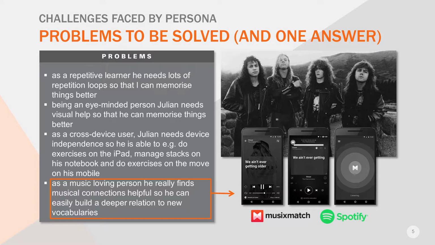Particularly interesting for us is a special characteristic of our persona. Julian is music-loving, a passion he shares with many other people out there. And because we're not only designers when we start to conceptualize a new application, we have to think as marketers as well. And we need to search for unique solutions that have not been presented by somebody else before. We need to find a unique selling proposition, a USP, that enables us to differentiate from all the other vocabulary apps out there. So we decided to go for that music-loving characteristic and started playing around with it.